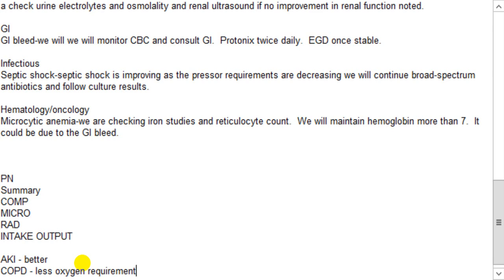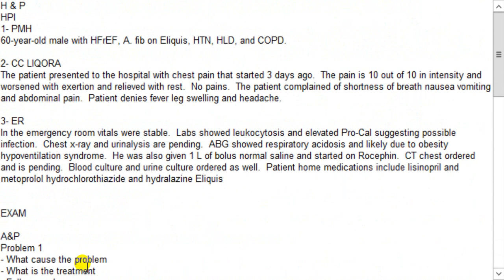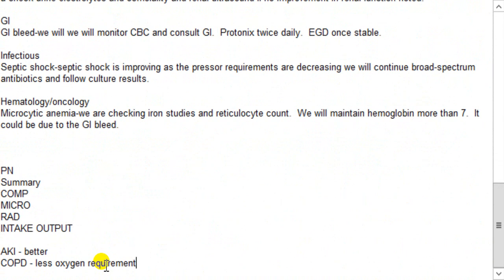So this is kind of a summary of the H&P and progress note. I wanted to keep the video short, so that next time we're going to do certain cases, and hopefully it'll be helpful. Thank you.